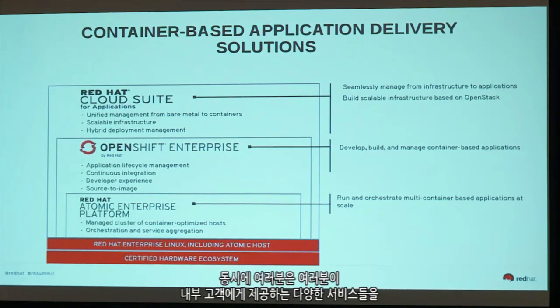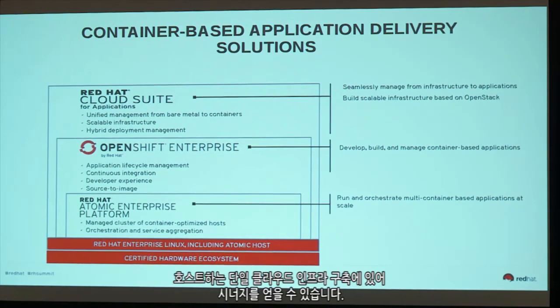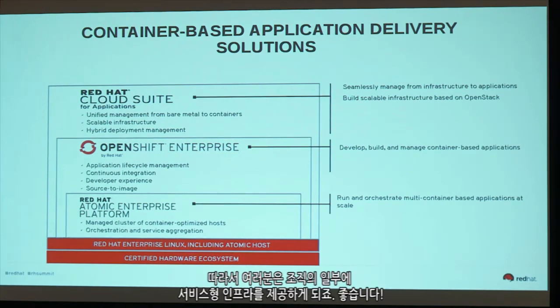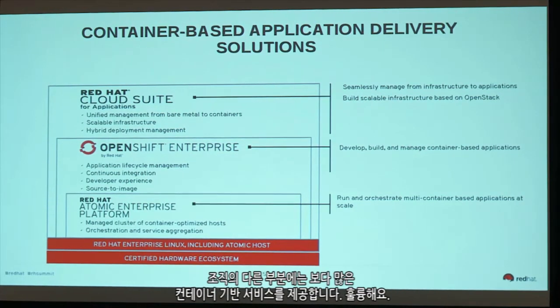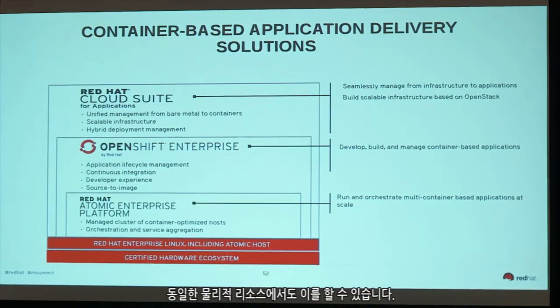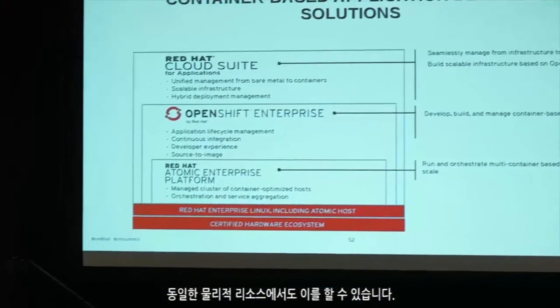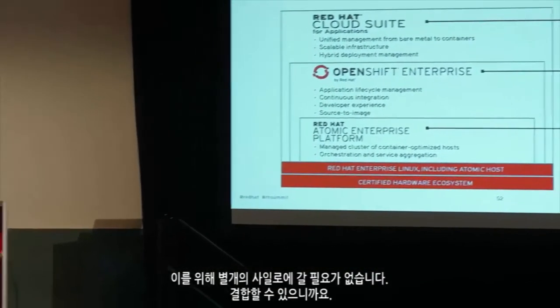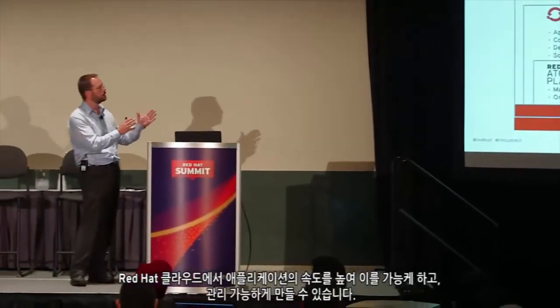At the same time, you can gain the synergies of building a single cloud infrastructure on which you host these different services that you offer to your internal customers. So you offer infrastructure as a service to parts of the organization, fine. You offer more container-based services to another part of the organization, great. You can do it on the same physical resource. You don't have to go into separate silos to do that. You can combine it. And Red Hat Cloud Suite for applications makes that possible and makes it manageable.